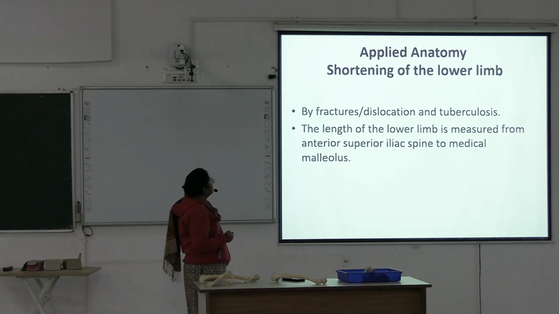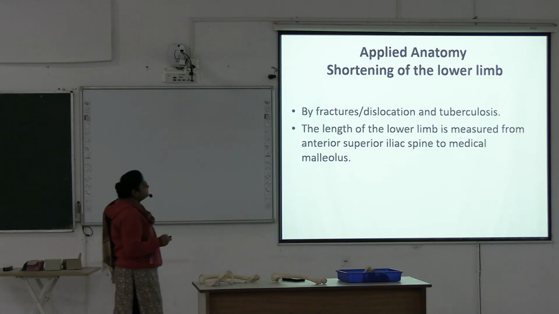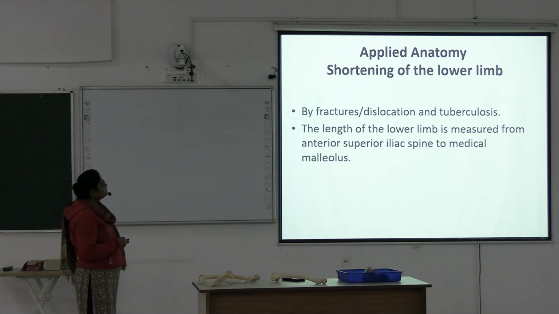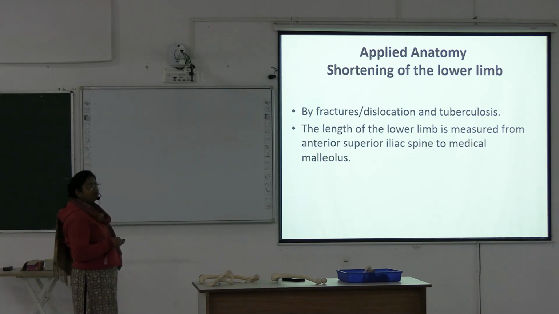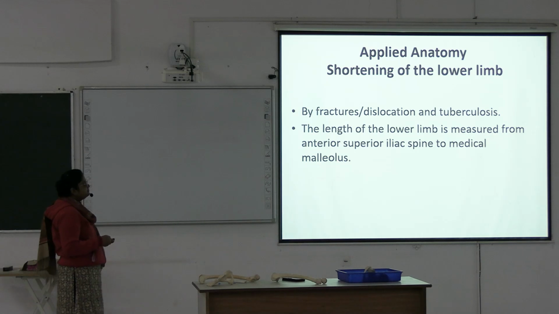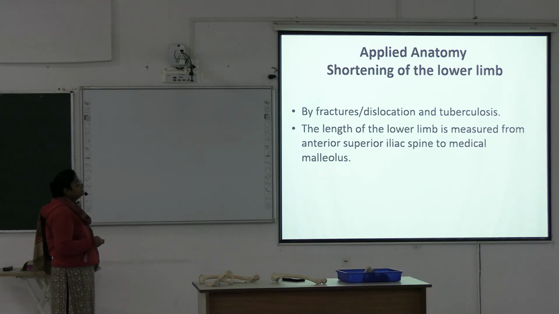Next, what will occur after fracture and dislocation? There will be shortening of the lower limb by fractures, dislocation and tuberculosis. These are the causes of shortening of the lower limb, and the length of the lower limb is measured from the anterior superior iliac spine to the medial malleolus.